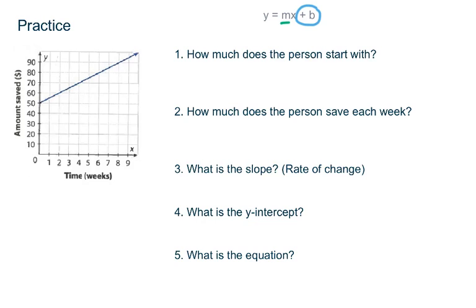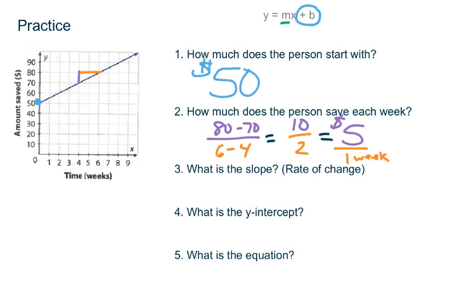Lastly, this is your practice, so go ahead and pause the video and practice these 5 questions before we go over the answers. So this is the first part here. Number 1, how much does the person start with? If we look here at 0 weeks, that would be our starting point. If we go up until we touch the line, it would be at 50. So $50 this person starts with.